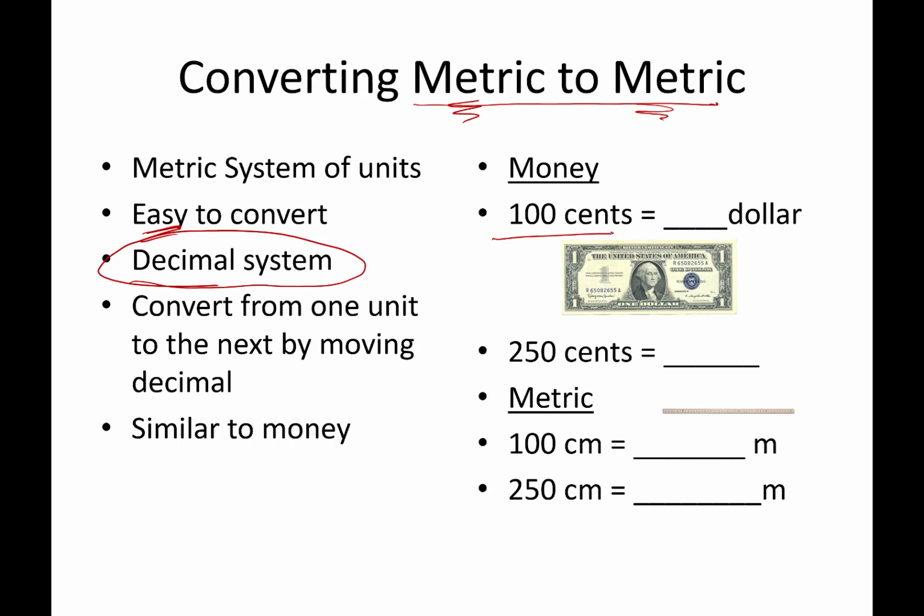For example, if I have 100 cents, how many dollars is that? Well, you just move the decimal two places. 100 cents is $1. 250 cents, well, that's $2.50. The metric system works exactly the same way. If I have 100 centimeters, move the decimal. 100 centimeters is 1 meter, or 250 centimeters is 2.5 meters. Because this system was invented from scratch, there's none of this crazy 12 inches equals 1 foot stuff that makes converting tricky.